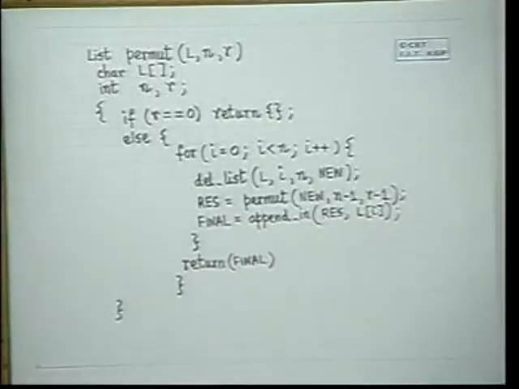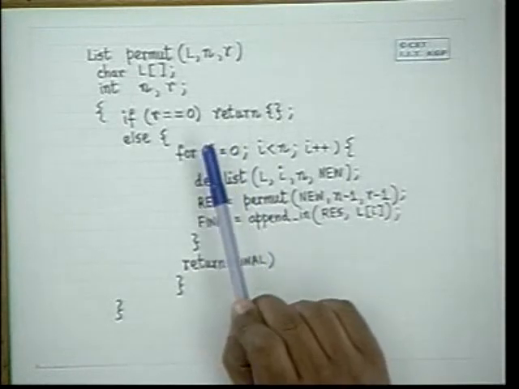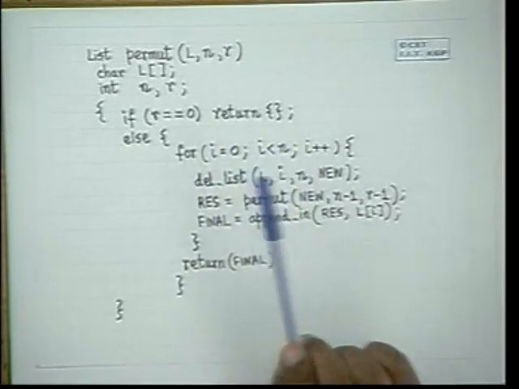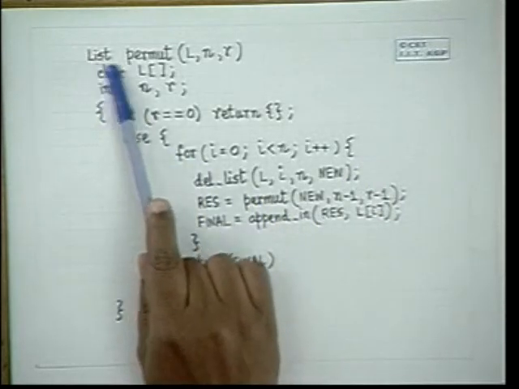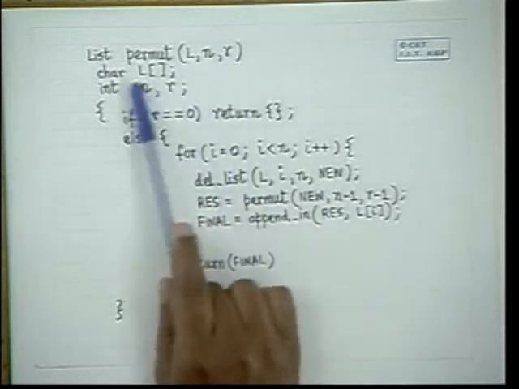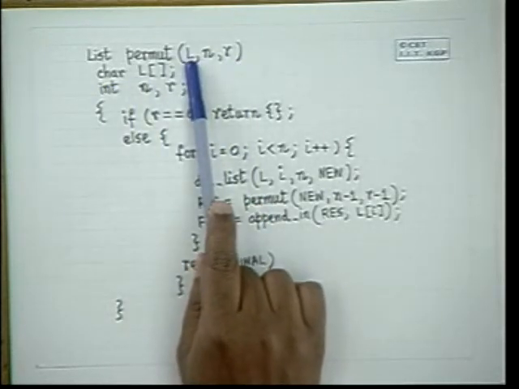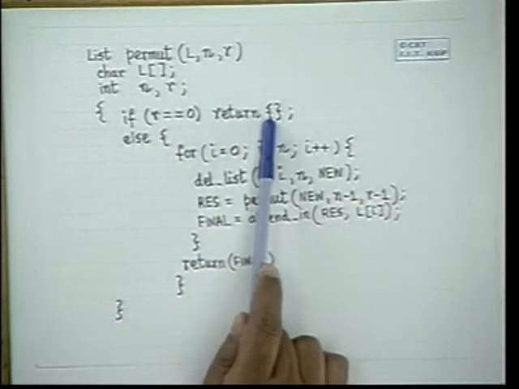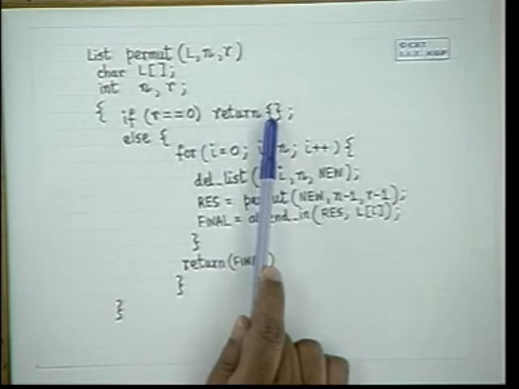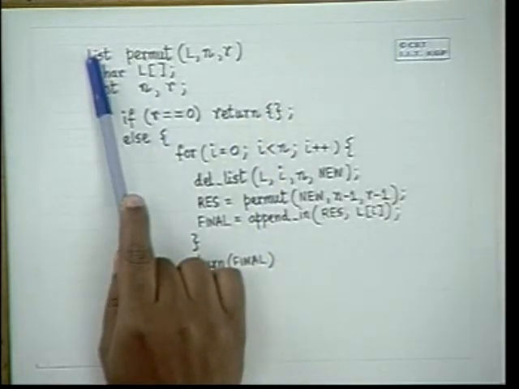So finally, we will now go to our permutations program and see how we can finally implement it. Among the various versions of the permutations program, we pick up this version where in the loop we delete one element at a time and then recursively call it and come back. So list permute L and R. L is a character array or a string, n and R are integers. If R is equal to 0, we return a null string. We return a null. This returns a list of permutations, isn't it?